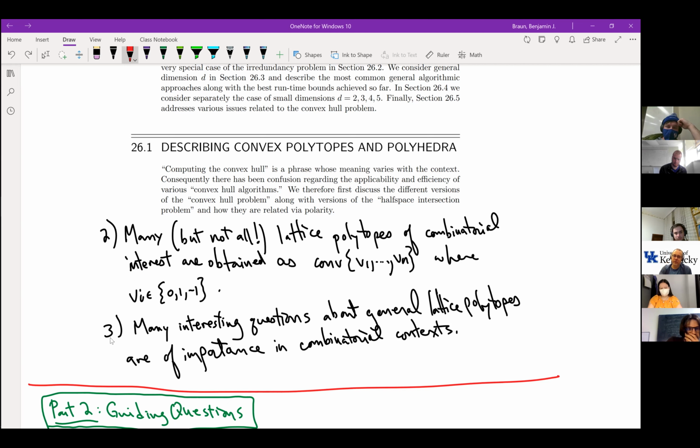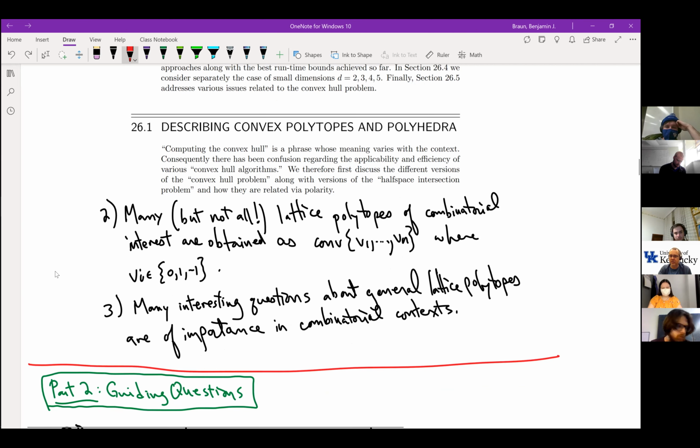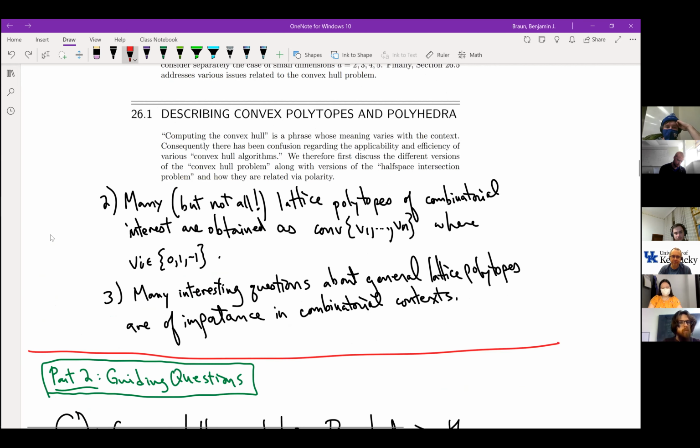But third note is that many interesting questions that are about general lattice polytopes, not restricted to this class of 0, 1, -1 polytopes, are actually of a lot of importance in these combinatorial contexts as well. So it's good to get a sense, if you're a combinatorialist, of what it is that the pure lattice polytope discrete geometry people are interested in, because these questions definitely have lots of very fascinating special cases in combinatorial contexts. Okay.